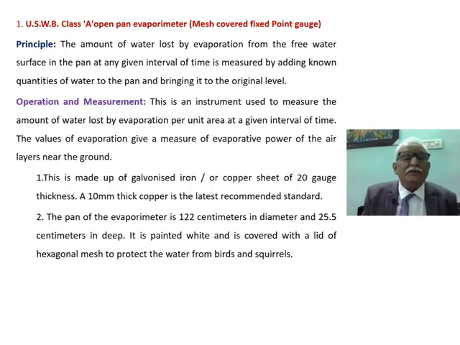So let's go straight into the USWB open pan evaporimeter. This is a mesh covered fixed point gauge. What exactly is the principle? The amount of water lost by evaporation from the free water surface in the pan at any given interval of time, maybe 1 hour, 2 hours, or one day, is measured by adding known quantities of water to the pan and bringing it to the original level.